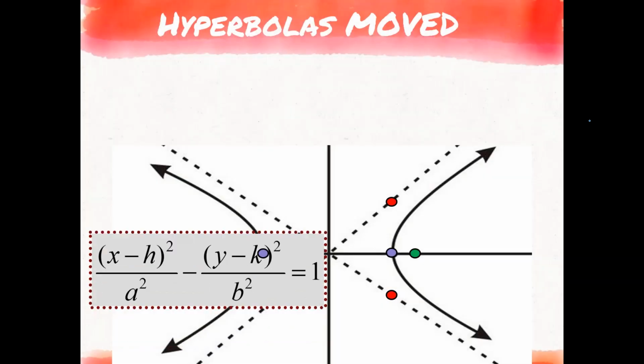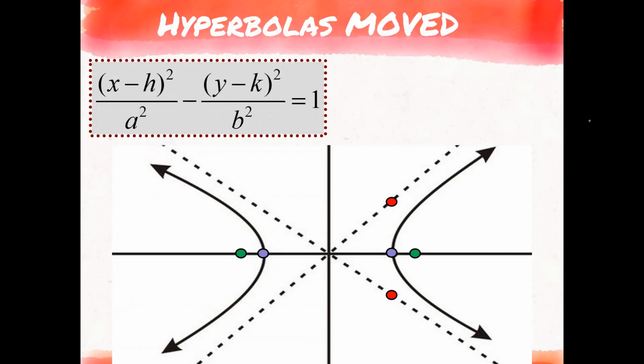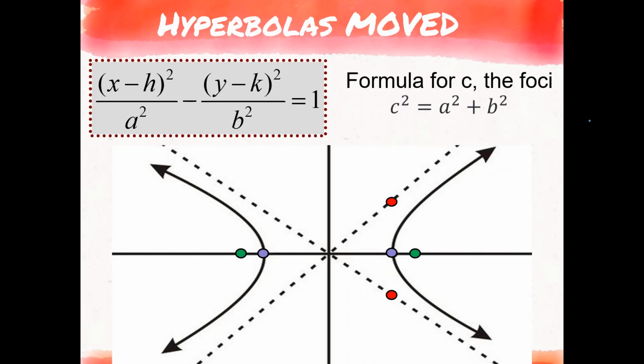So first we have the equation, remember, (x minus h) squared over a squared minus (y minus k) squared over b squared equals 1. Remember, it doesn't matter who has the bigger denominator. It depends on which letter shows up first in our equation. So since the x is first, we have a left and right opening hyperbola. A is always going to be the first denominator. It does not matter who has a bigger denominator. Our formula for C, of course, is c squared equals a squared plus b squared. So yes, we are adding this time.